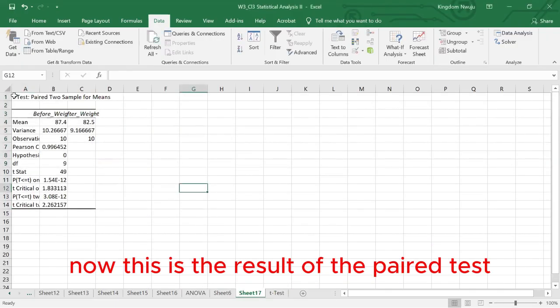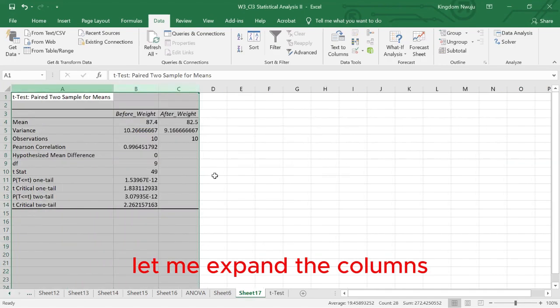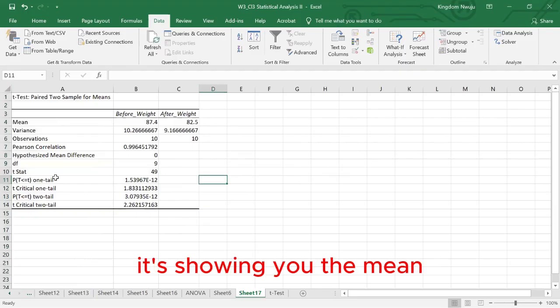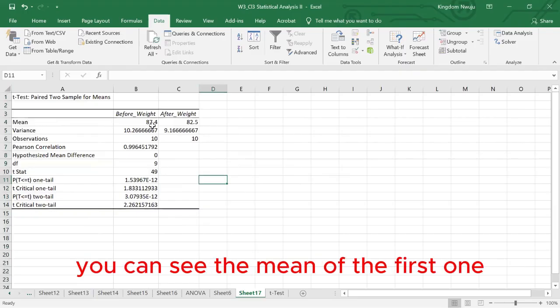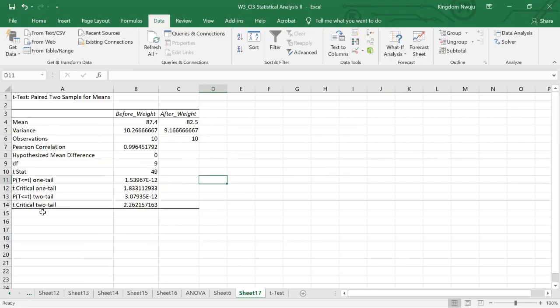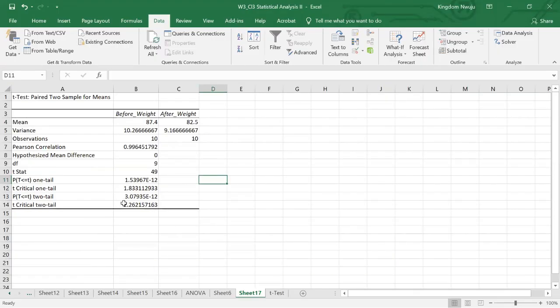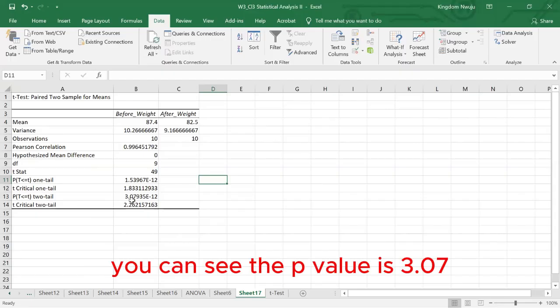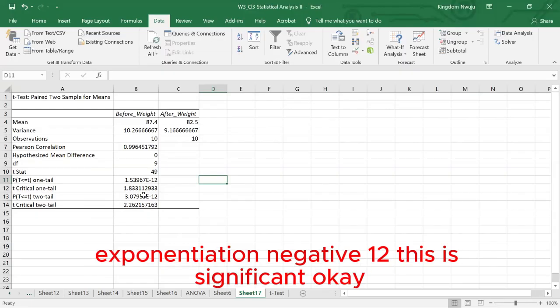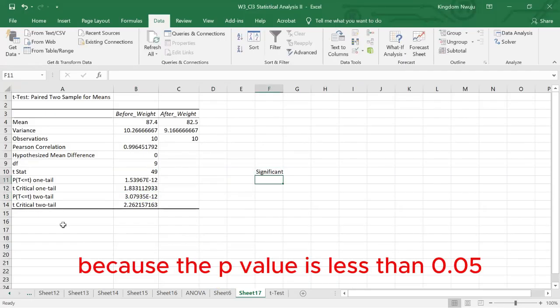Now this is the result of the paired test. Let me expand the columns. It's showing you the mean. You can see the mean of the first one and the second one. Now, quickly, if you come down here, you see the t-test itself. Now, look at the two t-tests. You can see the p-value is 3.07 exponential negative 12. This is significant, okay? So this is a significant test because the p-value is less than 0.05.